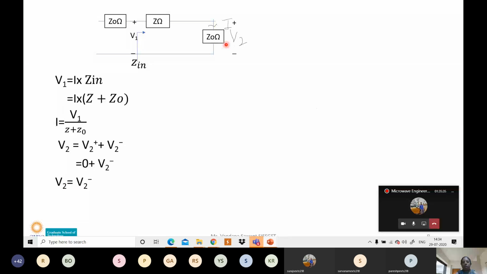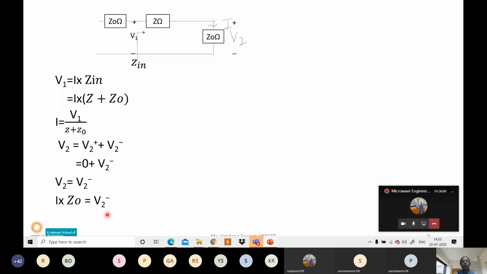Then next, what is V2 from this circuit? V2 is the voltage drop across Z0, when the current I is flowing through this branch. The current flowing through Z0 is I, and the impedance is Z0. Then I into Z0 is equal to the voltage drop across Z0. So the voltage drop across Z0, V2 minus, is equal to I into Z0.